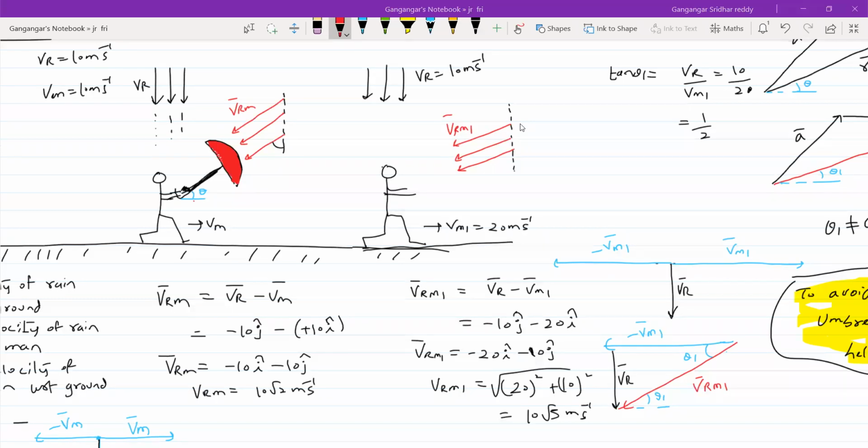I'll write it down. So earlier, how much was the angle? The theta was 30 degrees, no? Here this theta was 45 degrees. Now what happened? Theta 1 is 26. So should you tilt more towards him or away from him? You should tilt more away from him. So this will be the stick of the umbrella. More, sir, you should tilt more.